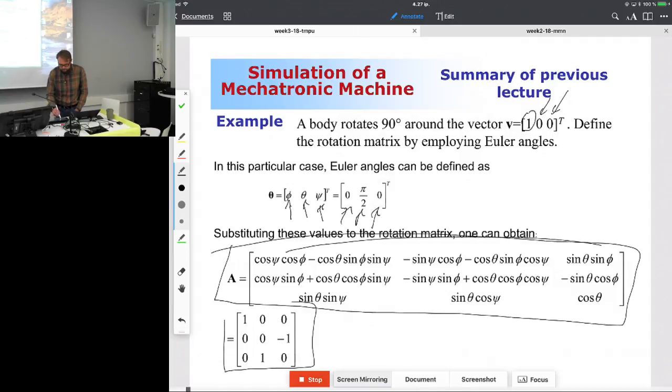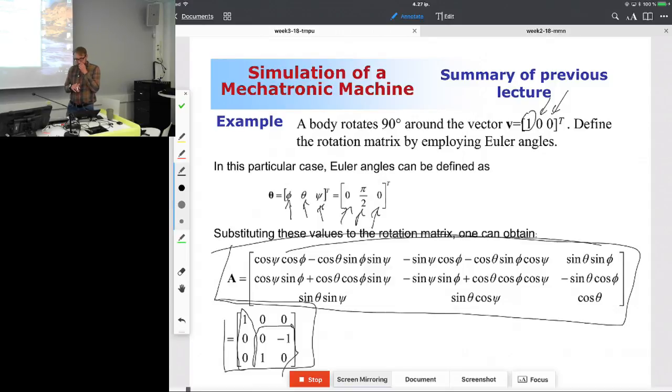Once you do the math, this is how the final result looks. Based on this, you can tell that the first column indicates that the rotation takes place around the x-axis, and this resembles the case in planar rotations. Makes sense? So it's all about substitutions.